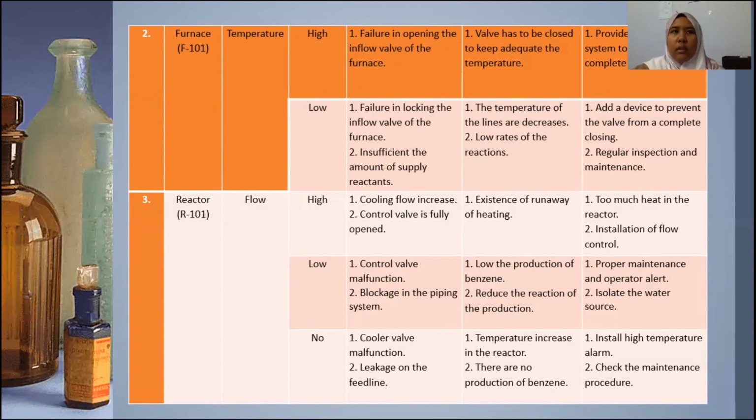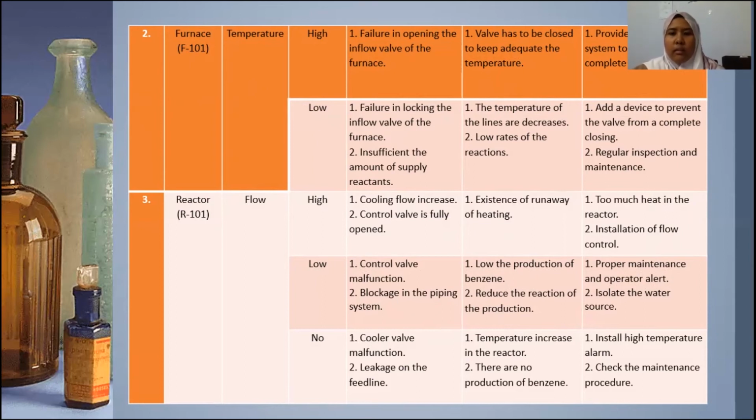For the third study node, it is reactor R101. The process parameter is flow. For high flow, it can be caused by cooling flow increase and also the control valve being fully open. As for its consequences, there will be a runaway of heating, and the action required is the installation of flow control. For low flow, the causes can be control valve malfunction, and second, blockage in the piping system.